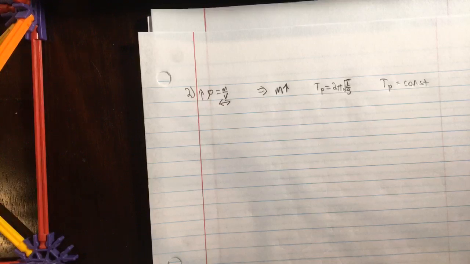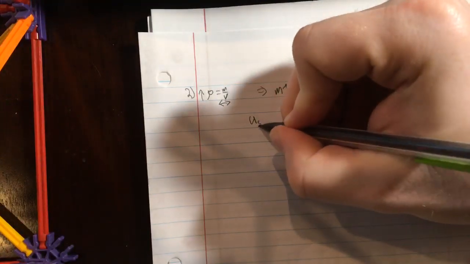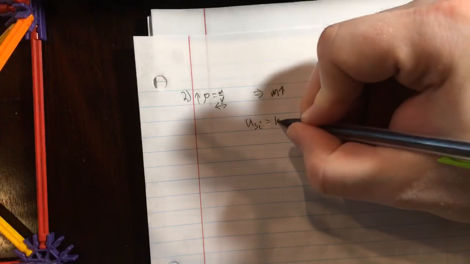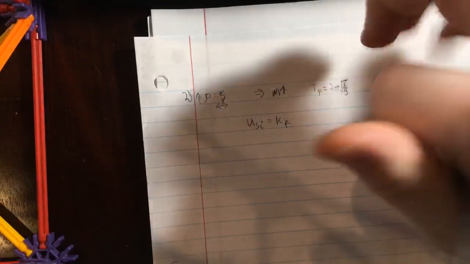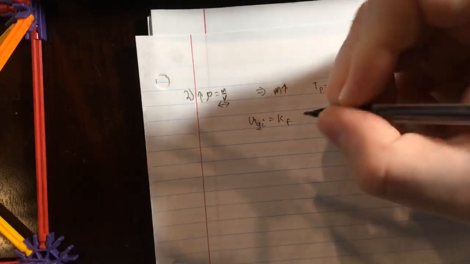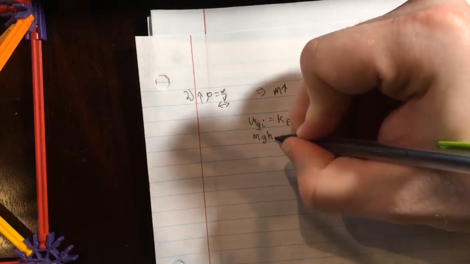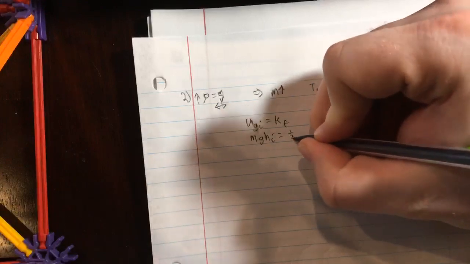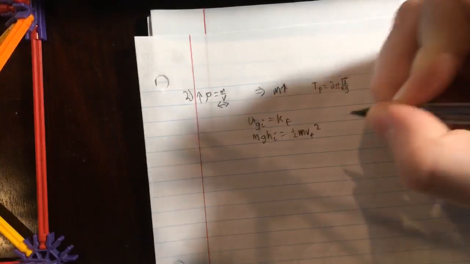Alright, so I could do that. I can look at my maximum kinetic energy. So when I release this, I start with potential energy. Not spring, gravitational potential energy is turning into kinetic energy. So mass times acceleration due to gravity times initial height is 1/2 mass times final speed squared.